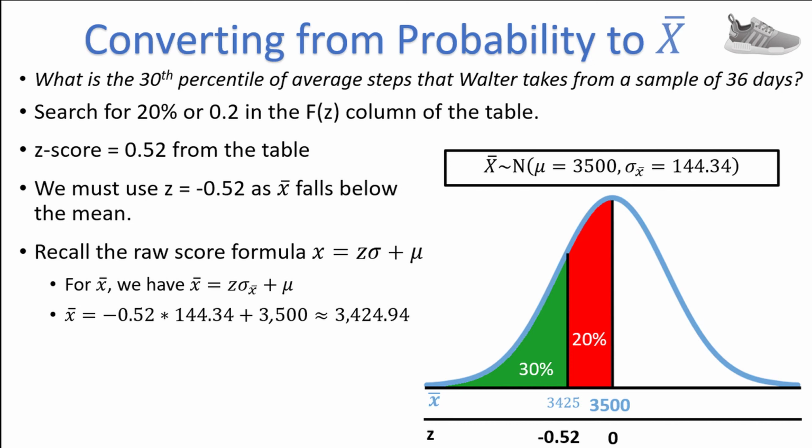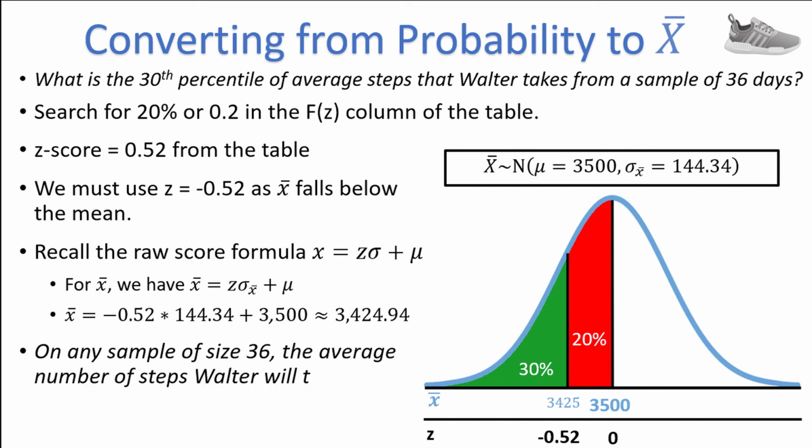The 30th percentile for an average of 36 days of steps from Walter is 3,424.94. Meaning that on any sample of size 36, the average number of steps that Walter will take will be below 3,424.94 30% of the time.